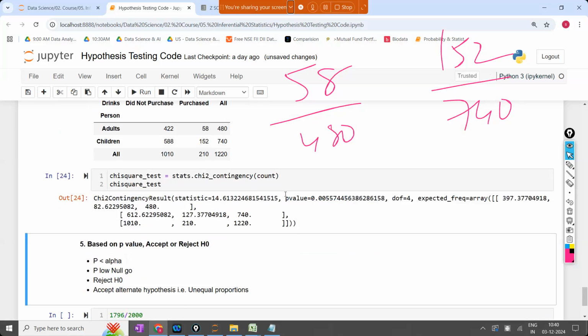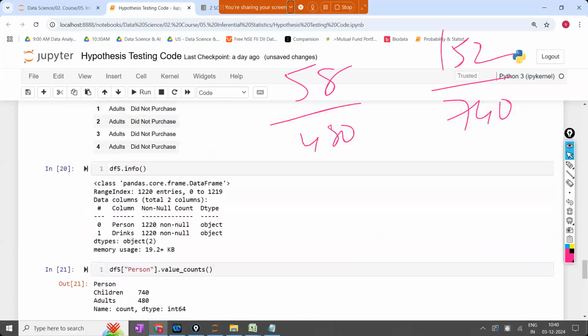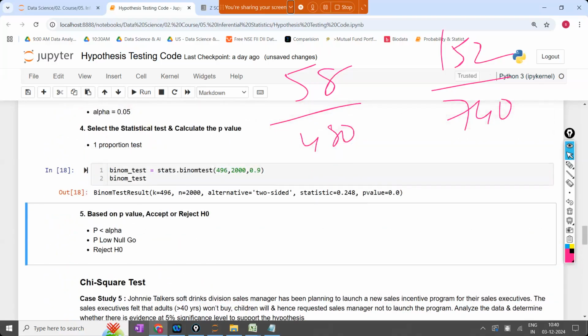You just have to focus only on the p-value. The remaining things are not important for us. Just focus on the p-value. In this also, p-value only. In this also, p-value only. Whenever you apply a test in Python, the only output you have to observe is the p-value. Provide the input arguments. You will get the output as the p-value, and just observe the p-value.